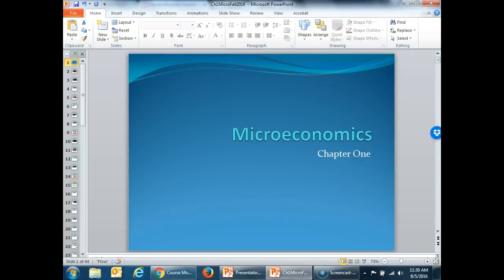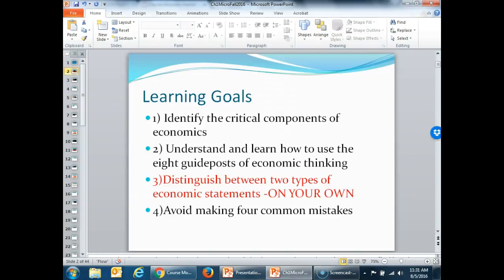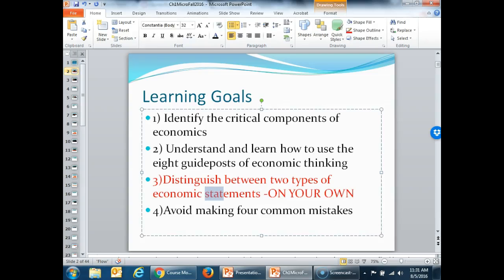I'm Professor Harriet Stranahan, and we'll be talking about material from Chapter 1 today. Basically, what we're going to be doing is talking about how economists think about problems. What are some of the basic underlying assumptions and postulates that economists use in order to solve problems? Understand and learn how to use 8 guideposts for economic thinking. We'll be talking about normative and positive economics, but mostly you will be studying those. And then also there are some common pitfalls.